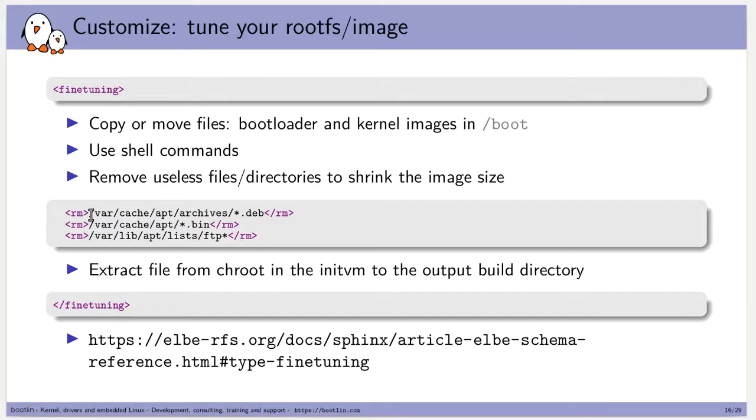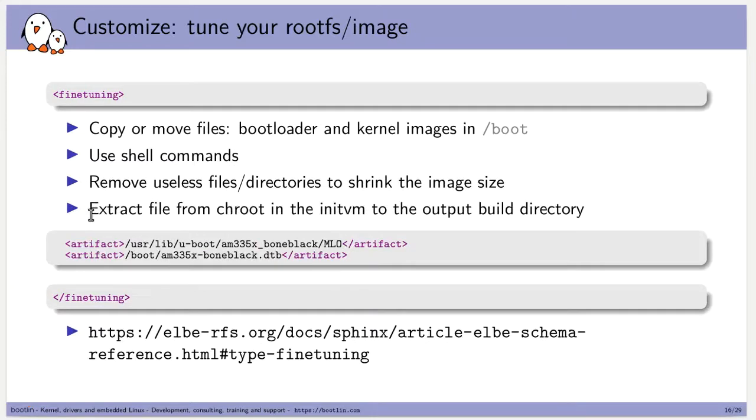a uEnv.txt that Ubuntu will use. So as I said, there are different commands. There is also an rm command to remove files or directories to clean your distribution before the output delivery. And there is also a way to tell ELBE to add a special file to the list of files that you may want to export.